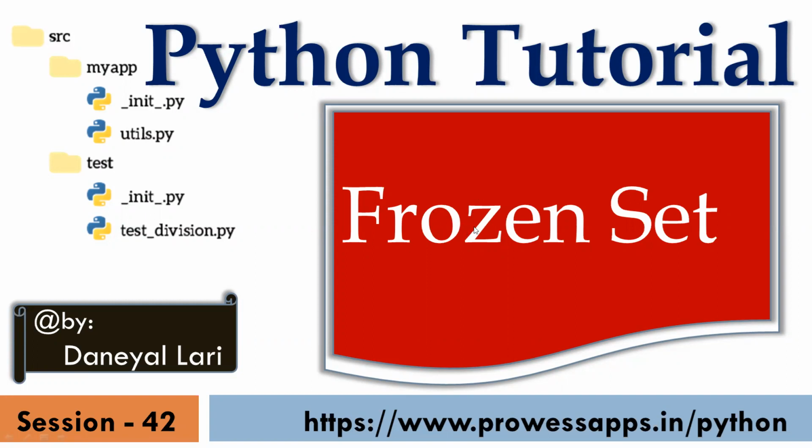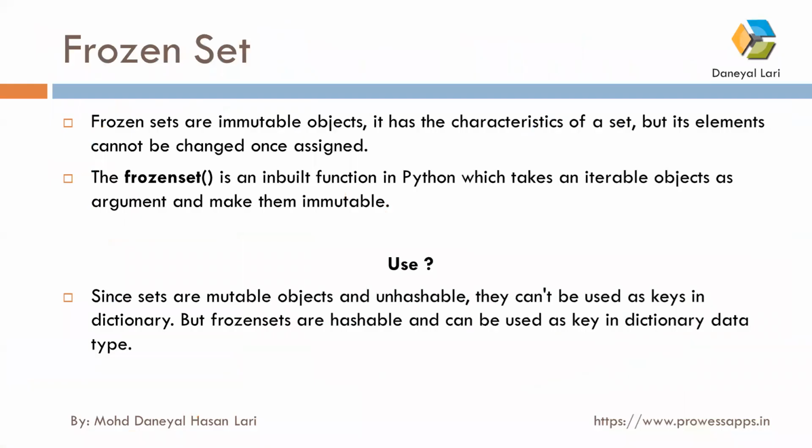As its name suggests, frozen means it will be frozen, so you cannot make changes into a set that is a type of frozen set. So let's see. Frozen sets are immutable objects. As we know that sets are mutable, but frozen sets are immutable objects. It has the characteristics of a set, but its elements cannot be changed once assigned. Means since your set is now frozen, you cannot make changes into the elements of this type of set.